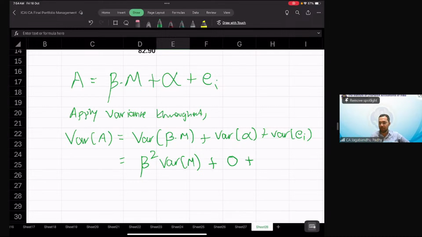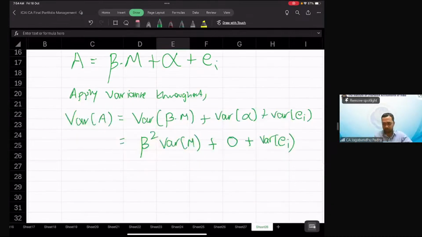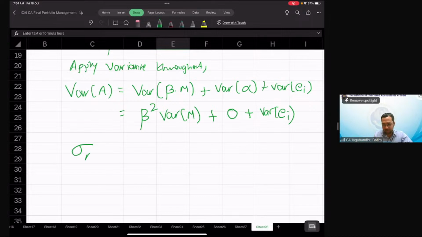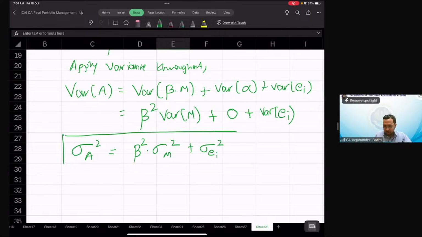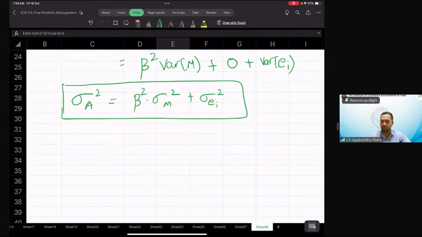Plus the variance of the error term, which will simply be kept as it is. Now we can redefine this as the standard deviation of A square. The standard deviation of A square, meaning the variance of the security return, is defined as beta square into variance of market plus variance of the error term. This is the model given by Sharpe's single index model to break our total risk into systematic and unsystematic.